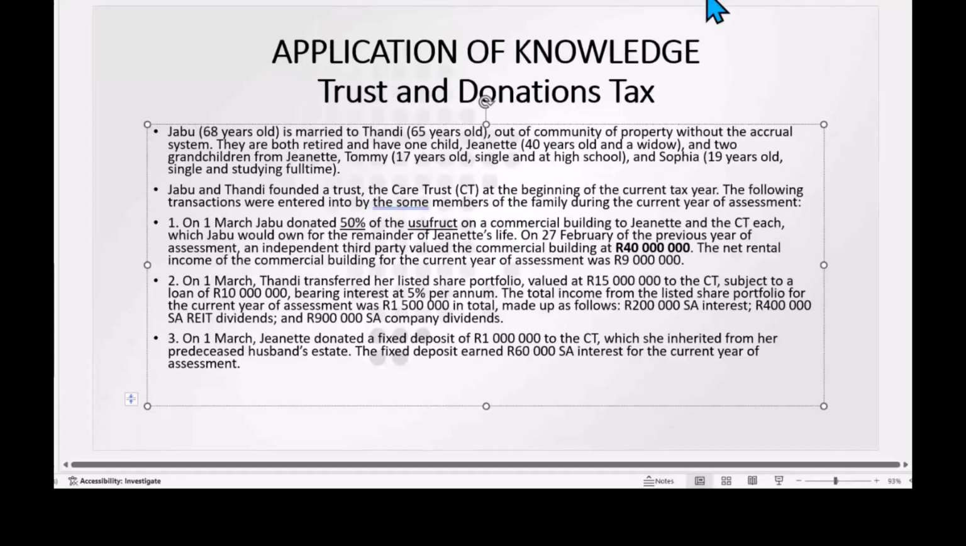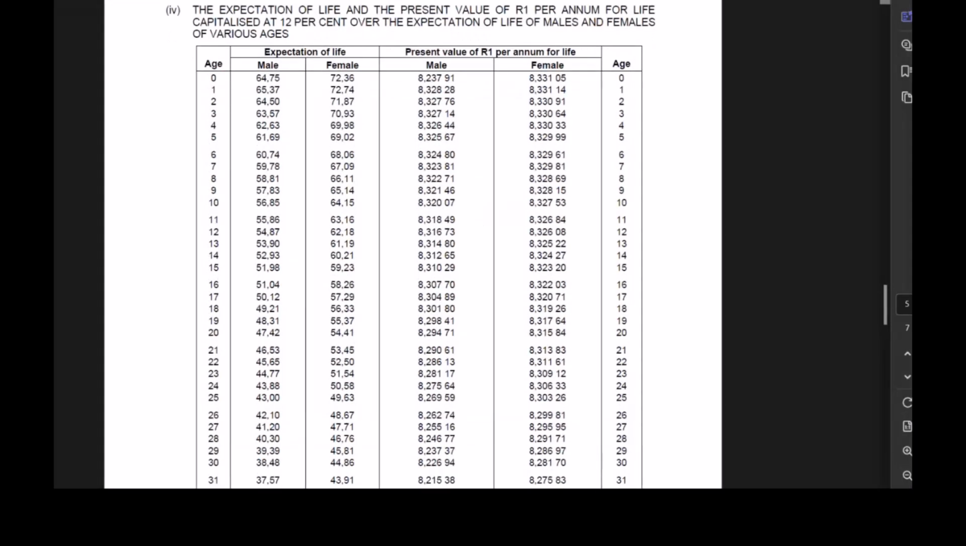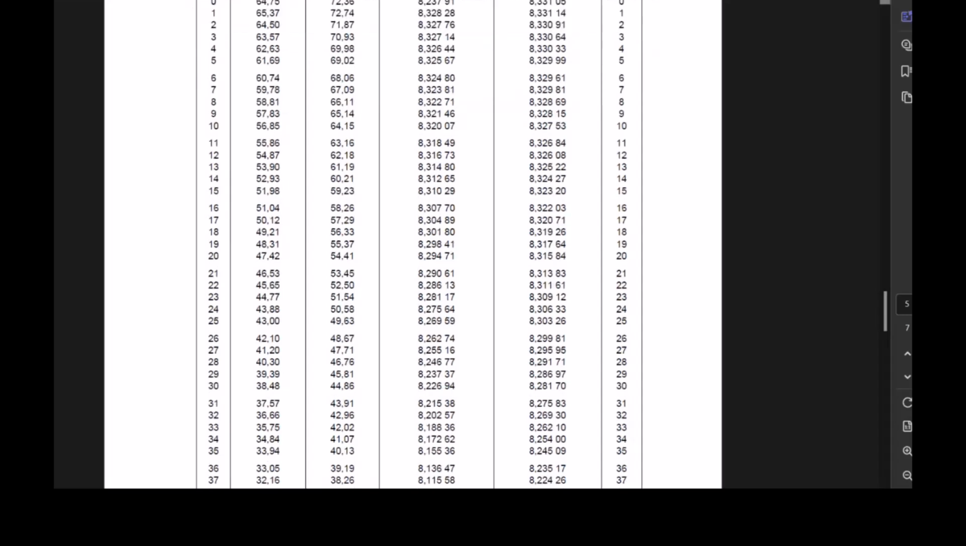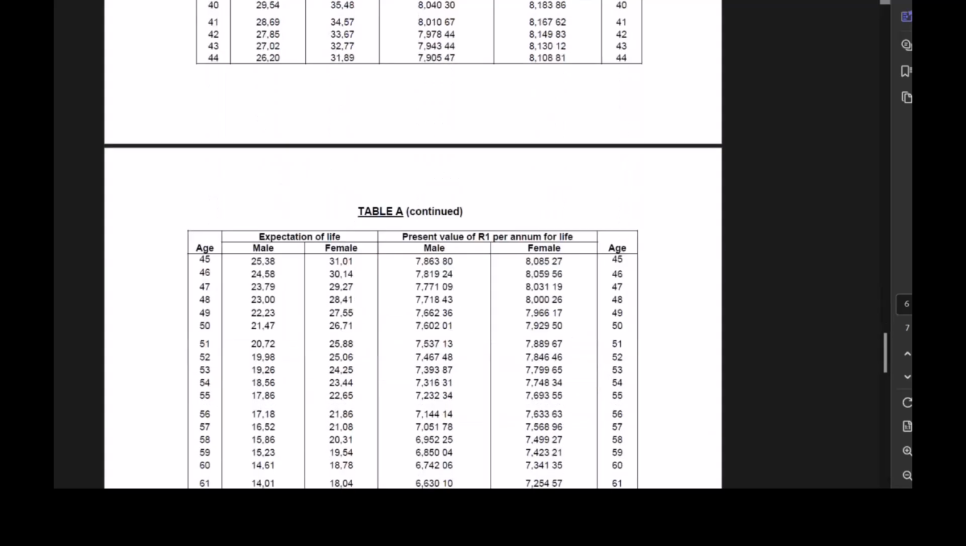Okay. So you and Miyanka both mentioned that we would first calculate the factor for either Jabu or Jeanette. So we've now decided that we're going to go to the table. Okay, so we said Jabu is, how old is Jabu again? He is 68 years old right now. So his next birthday, he will be 69.